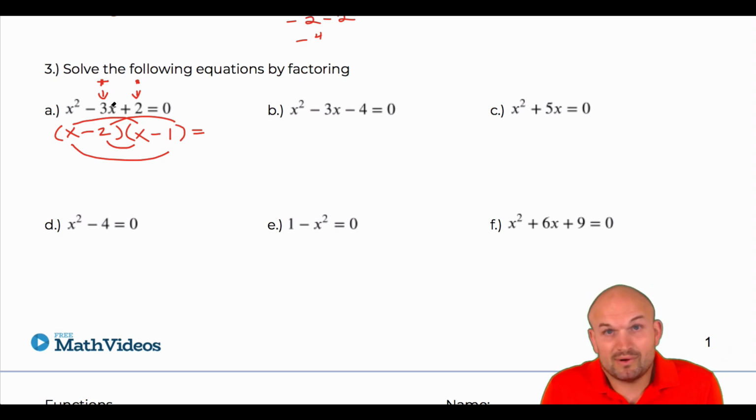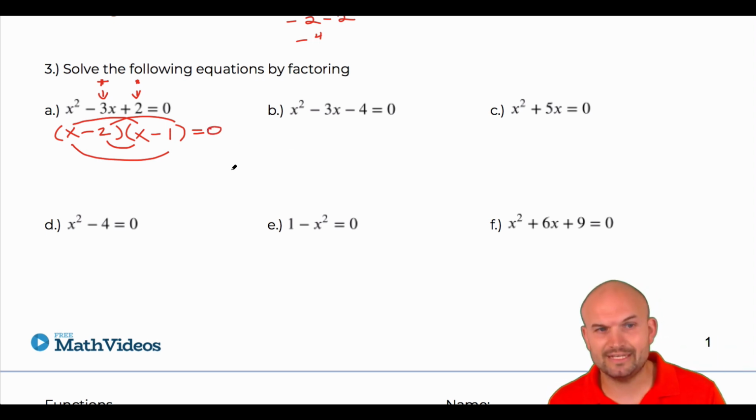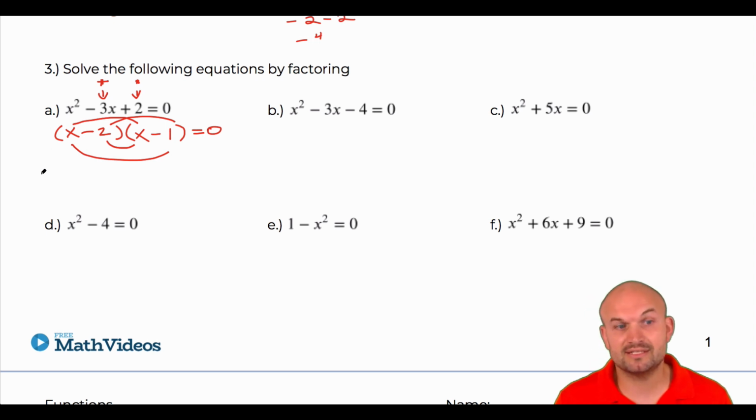However, that's not really what we're asking here, is it? We're asking to solve. So once you have it factored and set equal to 0, you can apply the zero product property. The zero product property basically states if you have the product equal to 0, then you can set each one of those factors equal to 0 and now solve. So here we have x equals 2 and x equals 1.